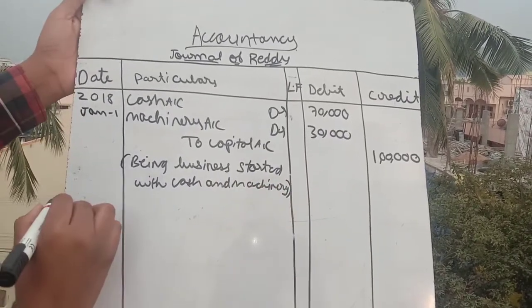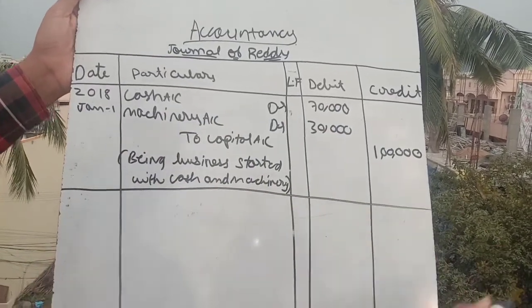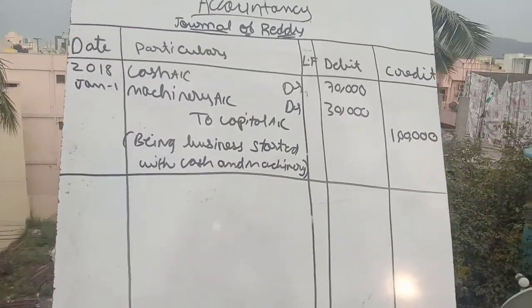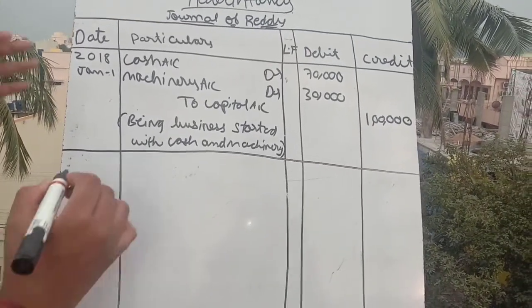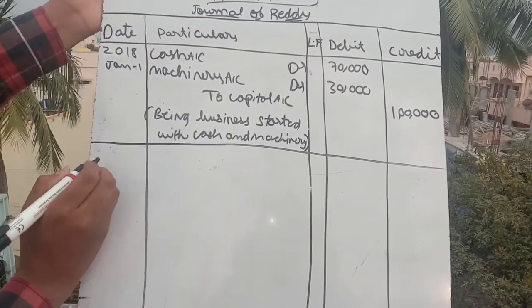So this is the narration. This is the first entry. Okay, so the second entry is purchase 30,000. As we know, the date is January.